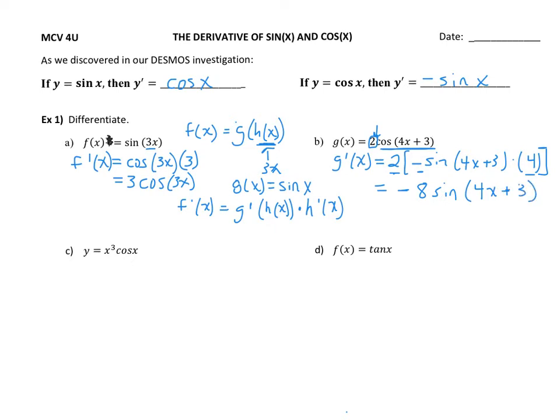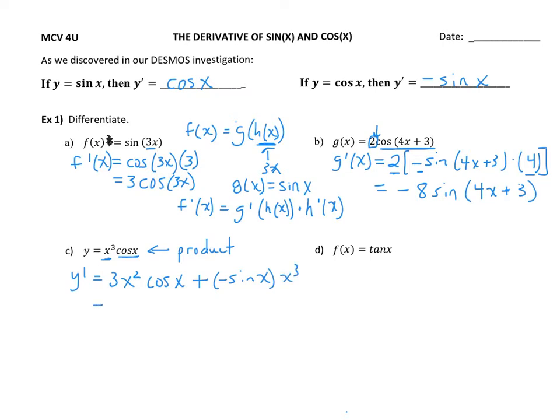All right, next. We have y equals x cubed times the cos of x. So this actually involves the product rule. Product rule says the derivative of the first times the second plus the derivative of the second times the first. So my derivative: the derivative of the first, the derivative of x cubed, would be 3x squared times the second, plus the derivative of the second, the derivative of cos x, negative sine x, times the first.